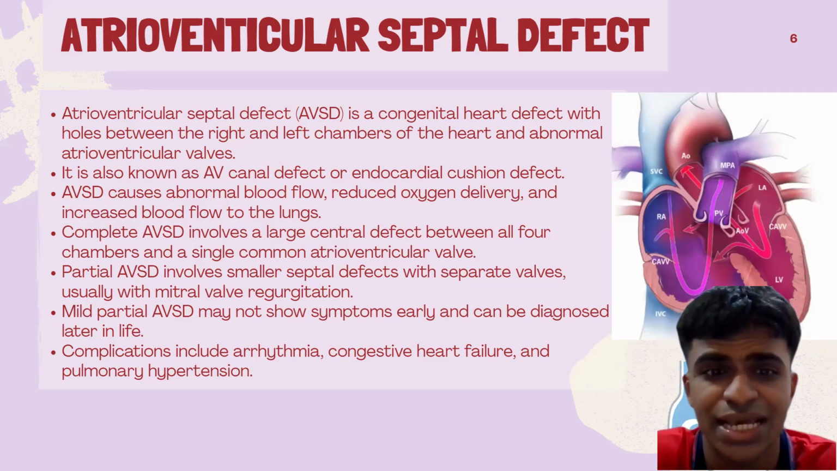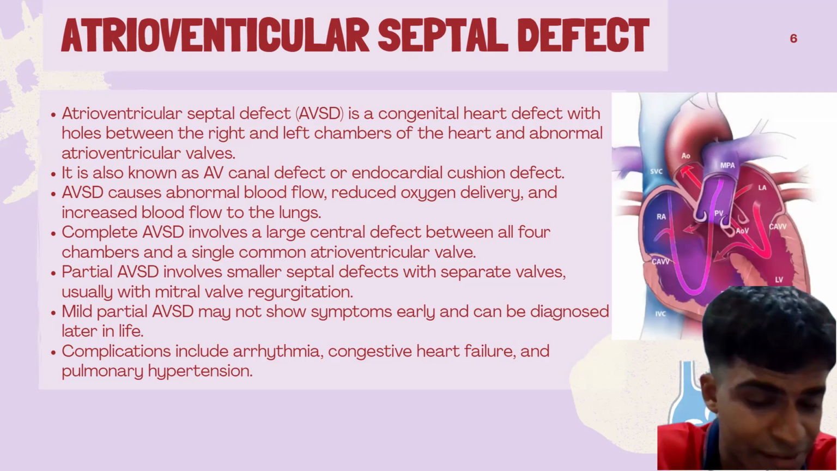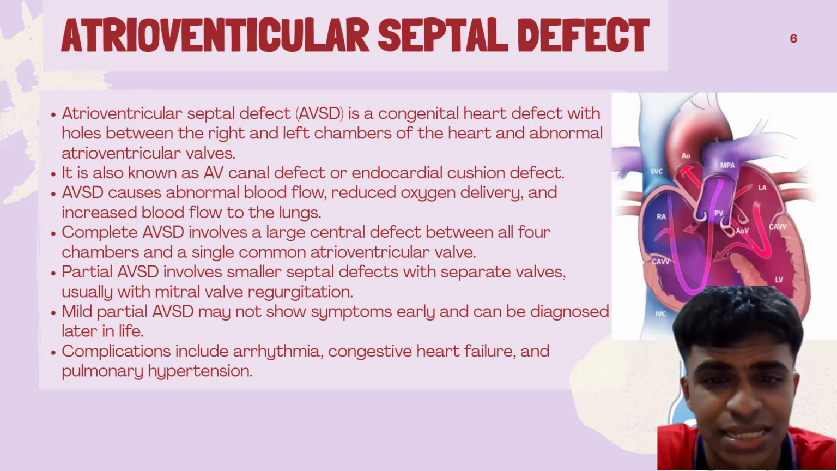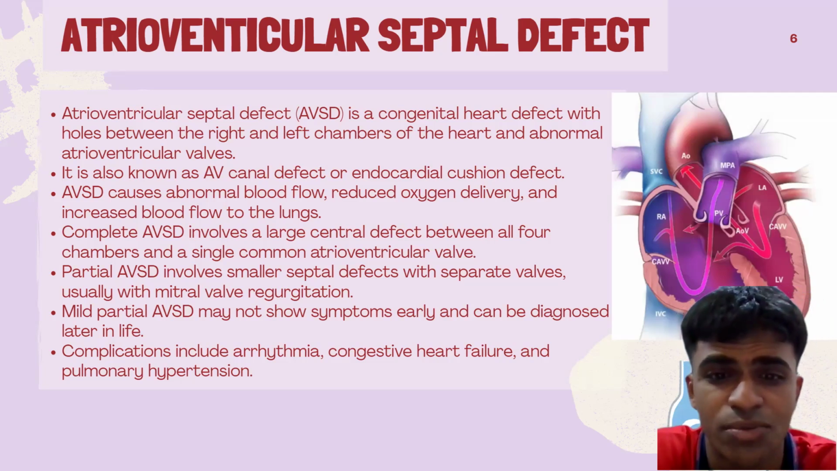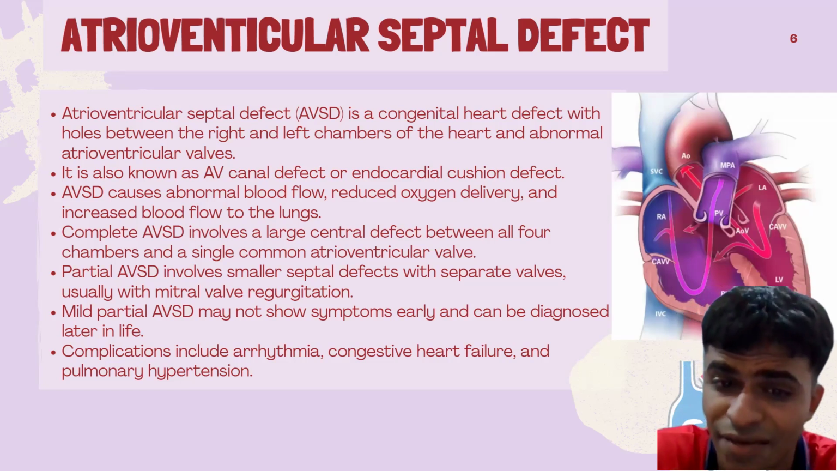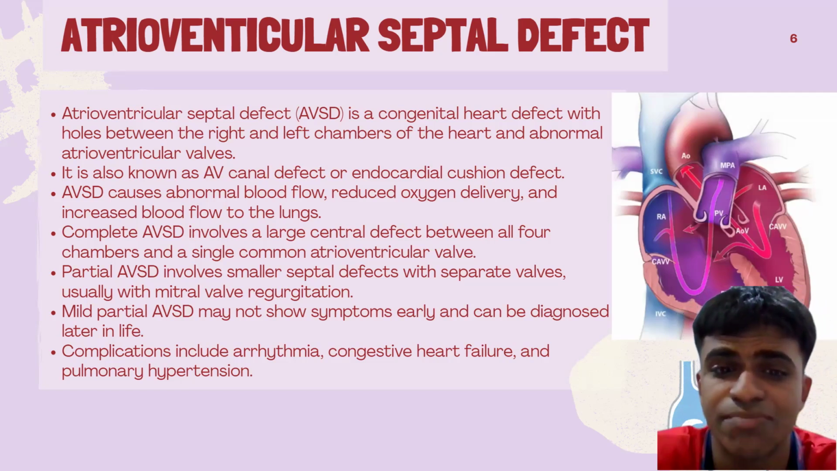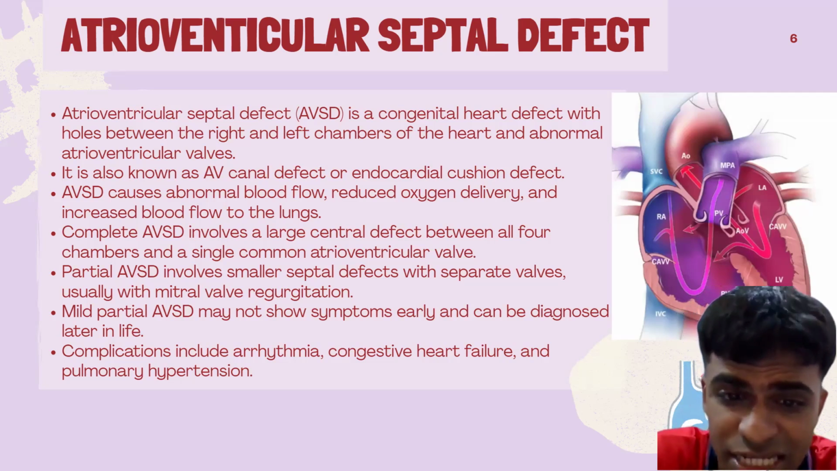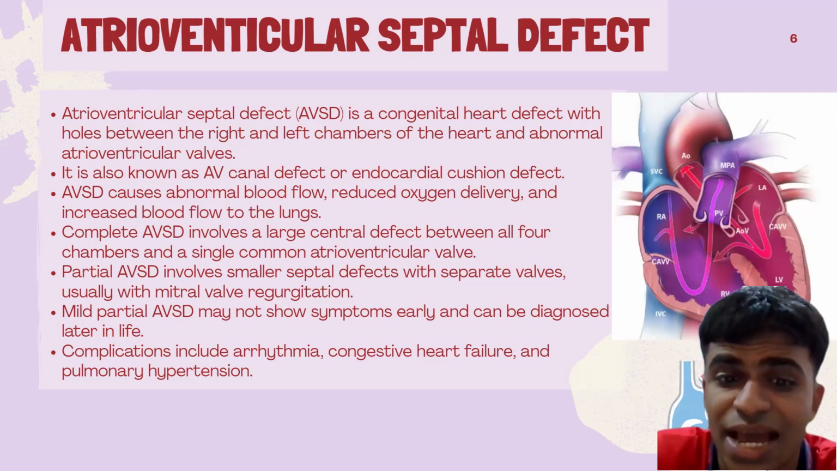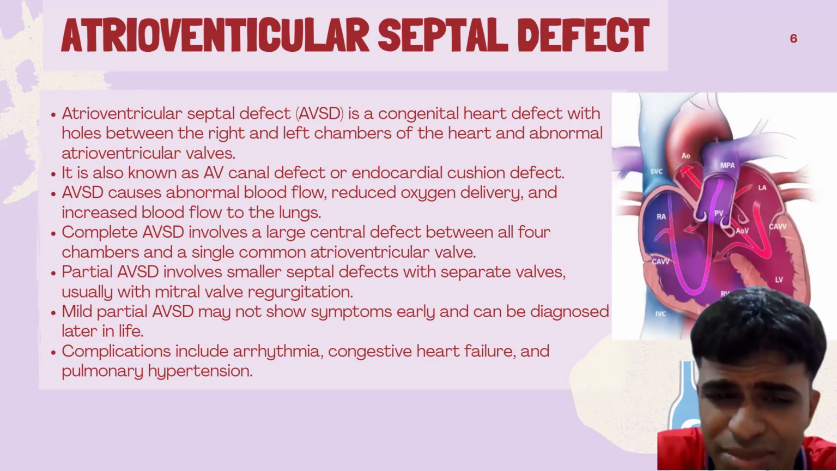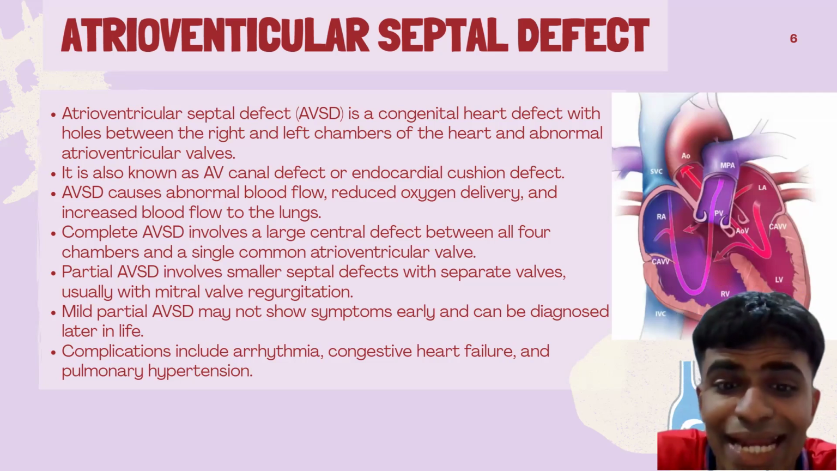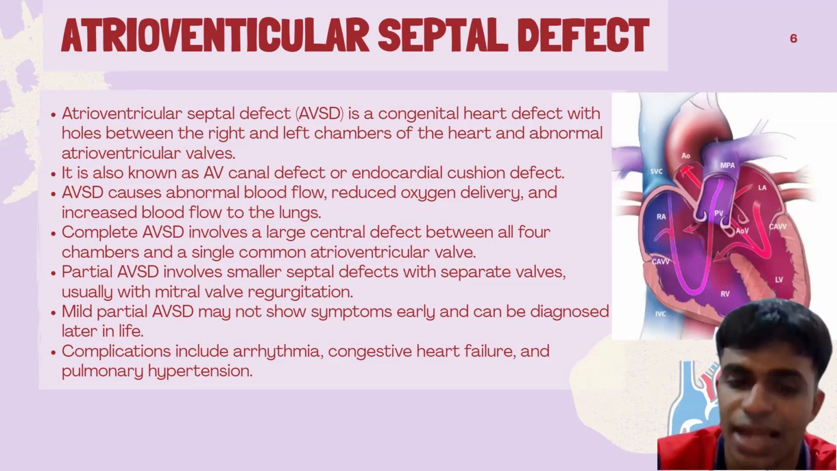The severity varies. Complete AVSD is a large central defect with a single common AV valve. Partial AVSD is a smaller defect with separate valves, often causing mitral valve regurgitation. Mild partial AVSD may not show symptoms early and can be diagnosed later in life.